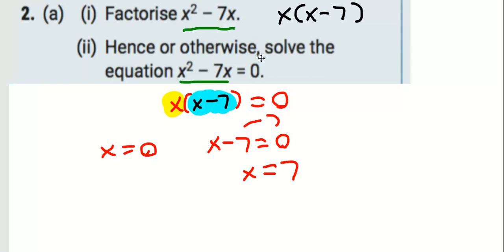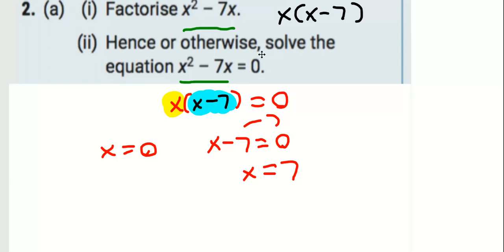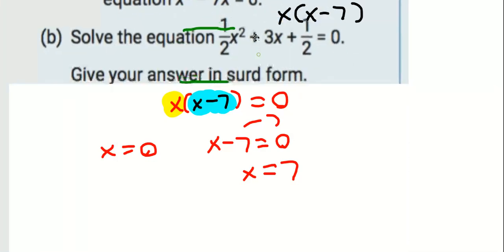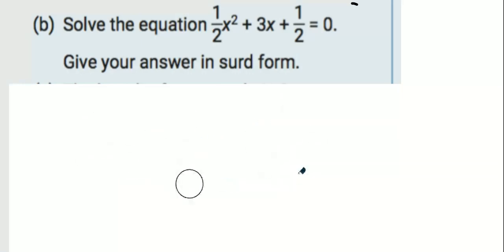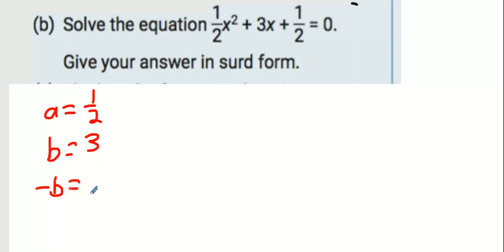This is pretty good revision. Okay. Any questions? Right. Now, what do you reckon about this one? What's the key words we're looking at here? Surd form means we can do the minus b straight away. It means don't press the change button. Just keep it as a surd. What's our A value? Half. Kyle, B value? Minus B value? C value? Type into your calculator now.